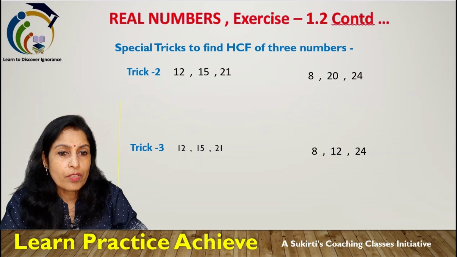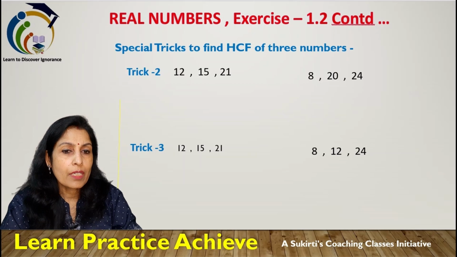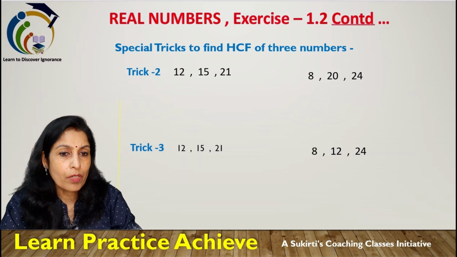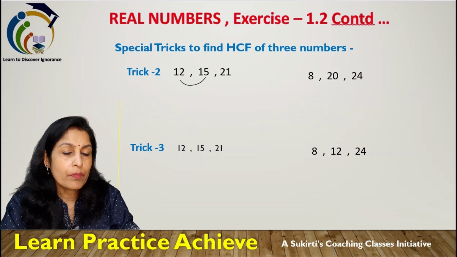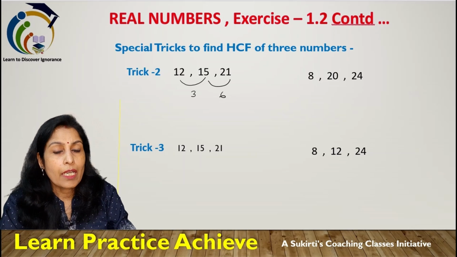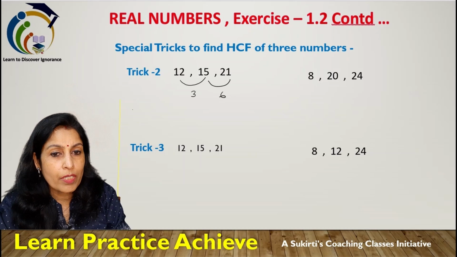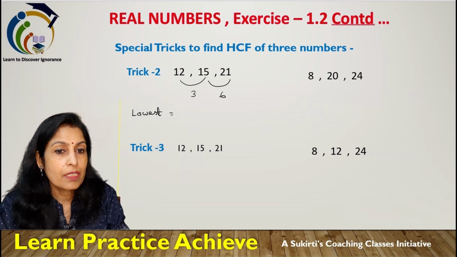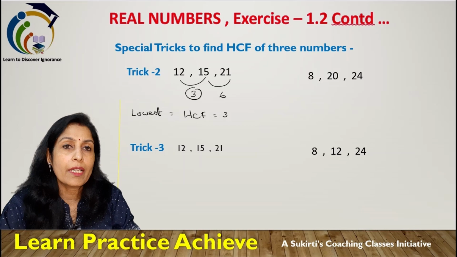Okay, so the first trick for this, if three numbers are given like 12, 15 and 21. So first of all find the difference between first two numbers. So 12 and 15, when you find the difference is 3. And between 15 and 21, the difference is 6. Okay, now find out the lowest difference. What is the lowest difference here? The lowest difference is 3. So here HCF is equal to 3. So this is the simplest and the easiest way.